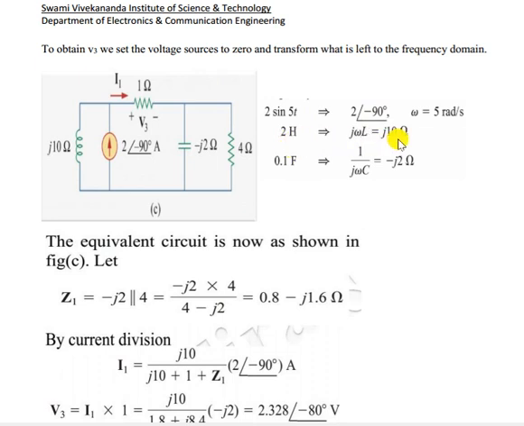Now 2 Henry, that is J10, and using omega equal to 5, 0.1 F, 1 by j omega C, we got value as minus J2. Now we have to find out, if we can find out current flowing through this 1 ohm, then we can find out voltage drop according to Ohm's law. So now what we can see, that these two are in parallel, right? So we can find out its equivalent impedance, that is minus J2 parallel with 4. So that is the Z1.